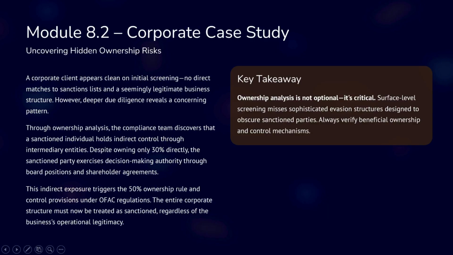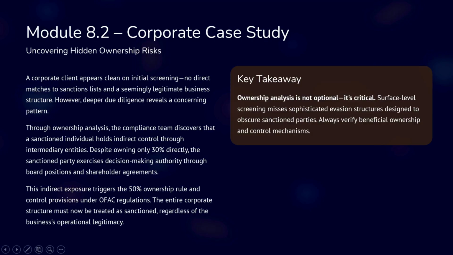Now let us look at the corporate scenario. A company applies for a business account. The company itself is not on any sanction list. Its directors appear clean. At first glance, everything looks compliant. However, during beneficial ownership analysis, the bank identifies that one of the shareholders holds a significant percentage of ownership through another entity. Further investigation reveals that this indirect owner is a sanctioned individual.